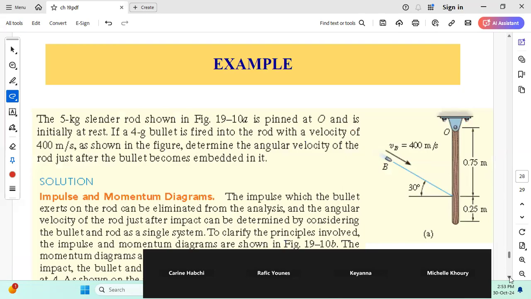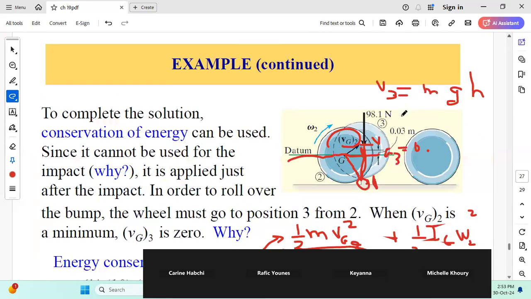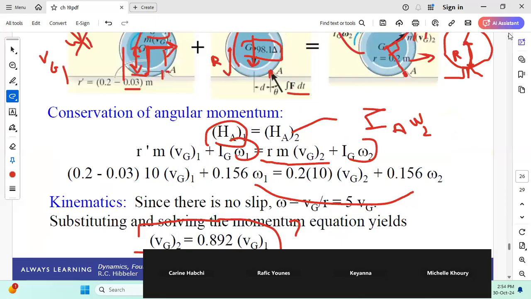Another example. A student asks a question: why did we use 0.2 minus 0.03? Because you need the moment of m Vg about A. You are not doing angular momentum about A here; you need the distance for the linear momentum m Vg from A, which is the radius minus the height of the obstacle. And in the equation we wrote that omega 1 is Vg1 over R, because it is rolling without slipping. Yes. Okay.